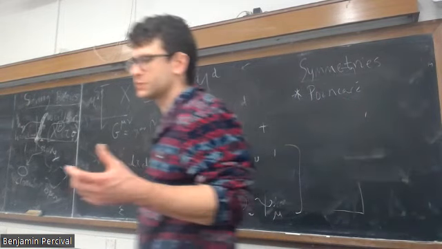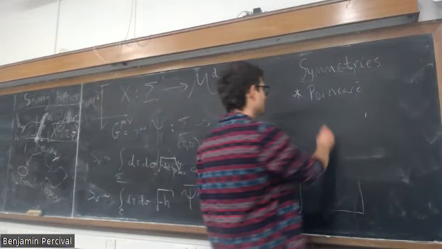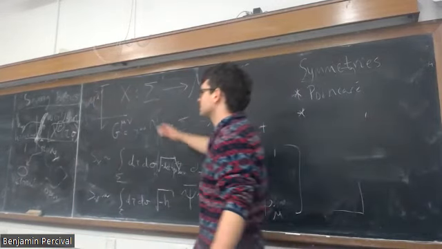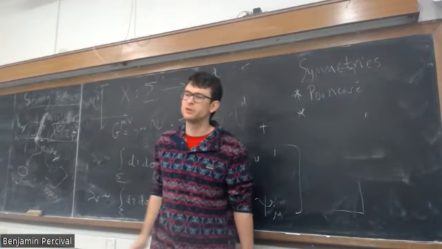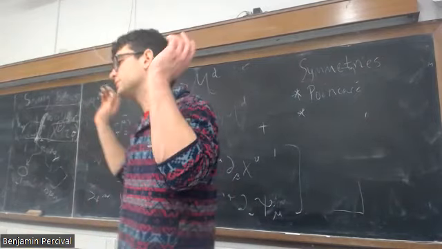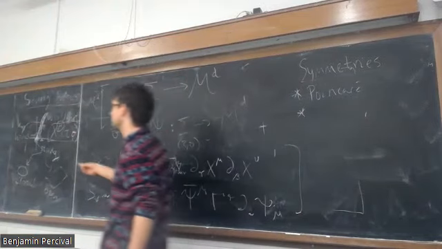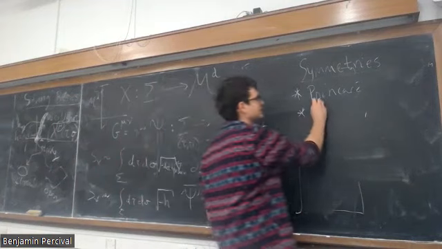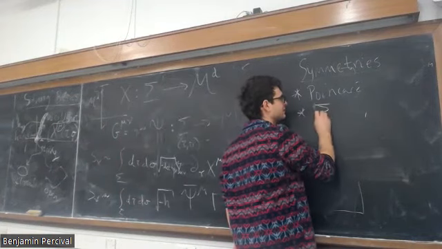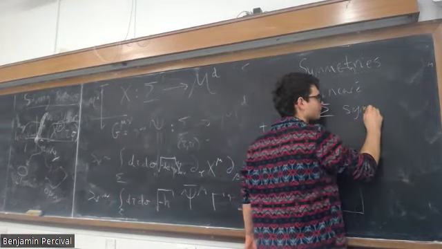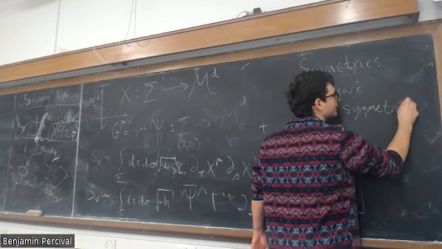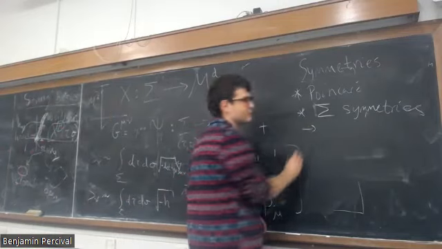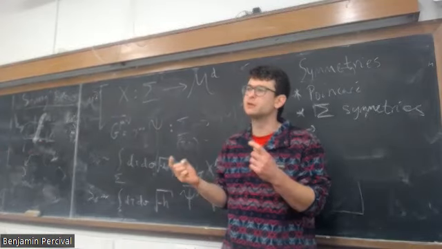But then there are additional symmetries. Poincare is obviously a symmetry in this space-time, but then there's also symmetries associated to the world sheet. So I'll just put world sheets, or let's say sigma symmetries. The first ones are reparameterizations of tau and sigma.